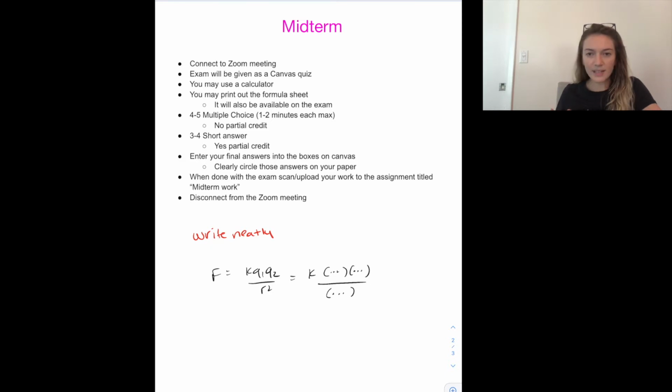So it's definitely in your best interest to write as neatly as you can and write out all of your formulas, write out what numbers you're plugging in. That will get you the most partial credit.